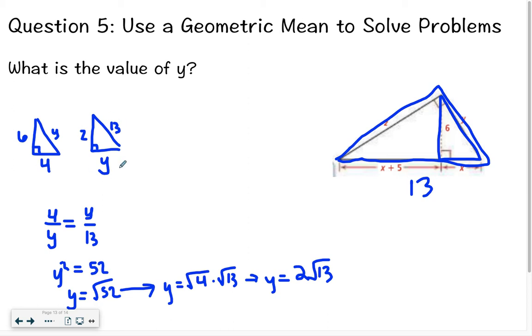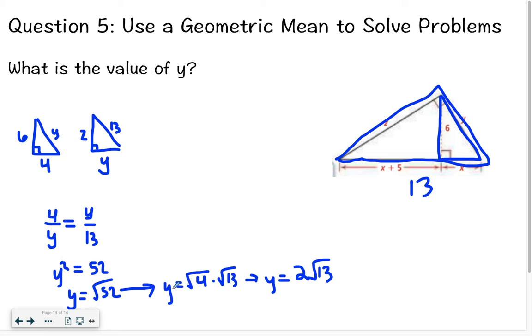So I can set up a triangle like this. And if I look, I can say 4 and y line up together, so I can say 4 over y equals, and then I have y and 13 line up together. So I can set up my proportion like this, cross multiply, so I have y times y is y squared, 4 times 13 is 52. If I take the square root of both sides, y equals the square root of 52.